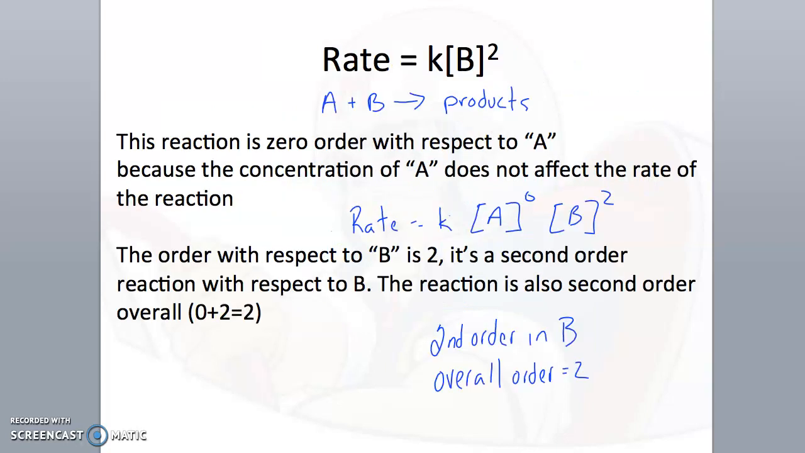For this scenario, our rate law would be rate equals k times the concentration of B squared. The A we can leave out because it's 0 order in A, and anything raised to the power of 0 equals 1. This makes sense because we determined that the reaction was 0 order in A, which means that the rate is not affected by the changes in the concentration of A.